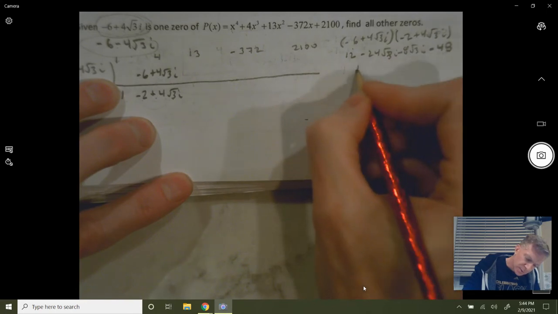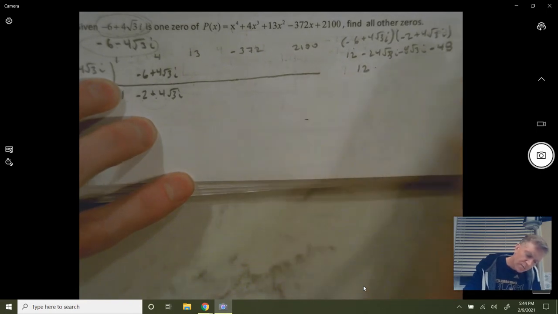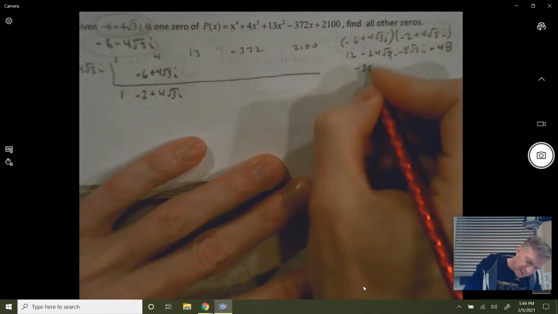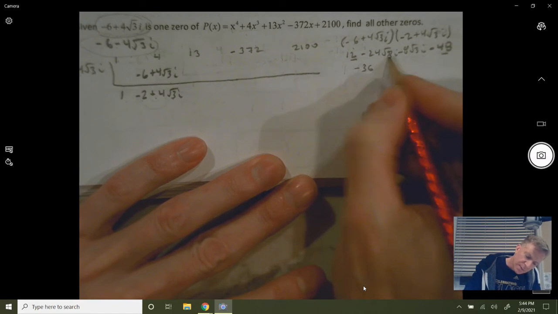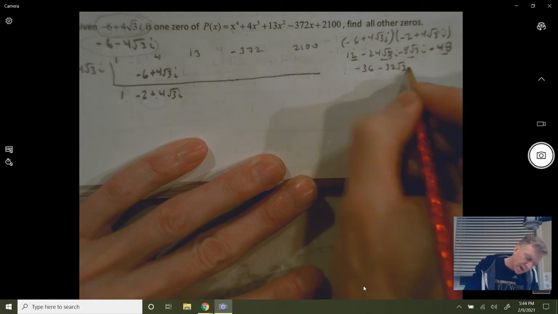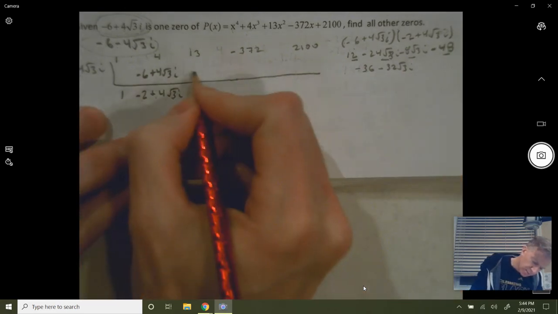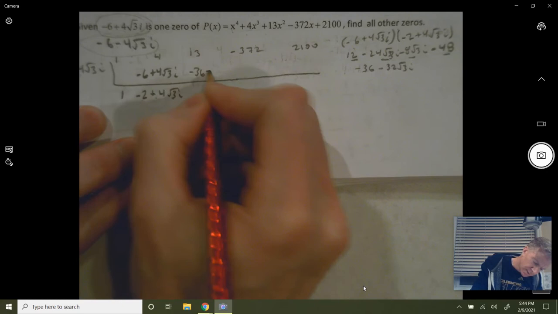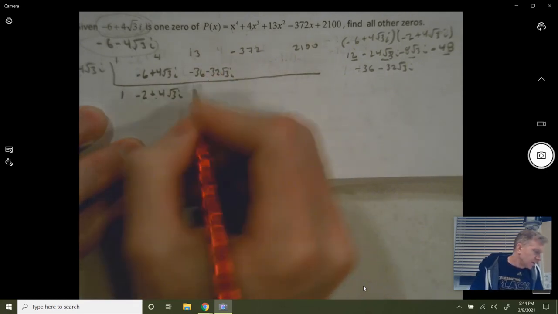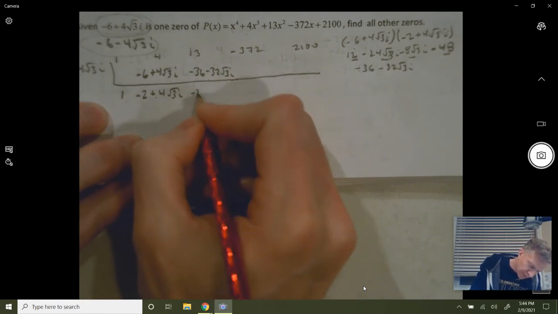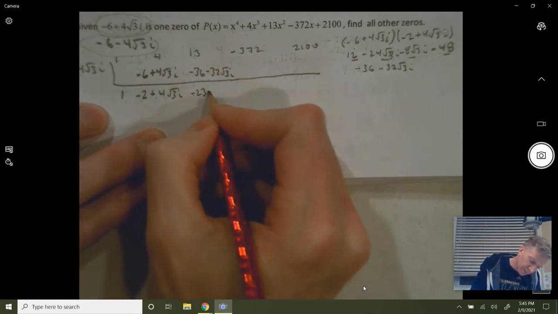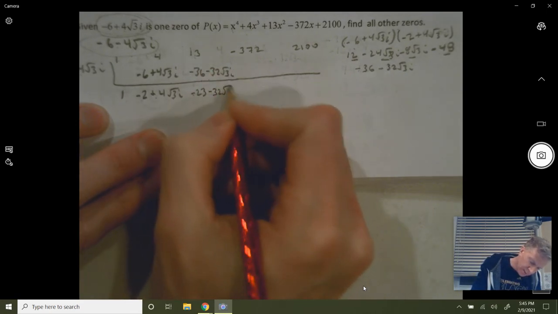Combine your middles: 12 minus 48 gives me negative 36. Then we can combine these two like terms, minus 32 rad 3i. So that goes here, minus 36 minus 32 rad 3i. Add these together, and I get minus 23, because 13 minus 36 is minus 23, and then bring down minus 32 rad 3i.